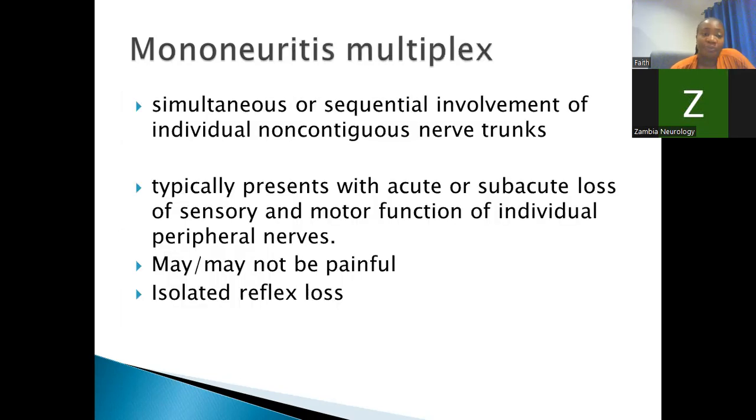You can go through these in your own time. And then when we talk of mononeuritis multiplex, we mentioned that this is a simultaneous or sequential involvement of individual non-contiguous nerve trunks. So they will not be in the same region, they will be in different regions. They typically present with either an acute or subacute loss of sensory and motor function of individual peripheral nerves, but in different areas. This may or may not be painful, and also the patient can have an isolated reflex loss.